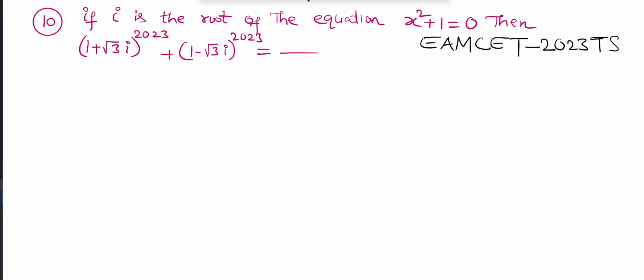This is the 10th question from De Moivre's Theorem, EAPCET 23 TS. It is given i is the root of the equation x square plus 1 is equal to 0. Then 1 plus root 3i whole power 2023 plus 1 minus root 3i whole power 2023 is equal to dash. First find this value 1 plus root 3i. This is multiplying and dividing by 2. This is 1 by 2. This is 1 by 2.